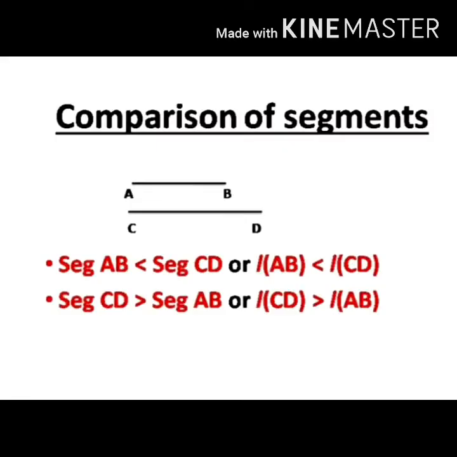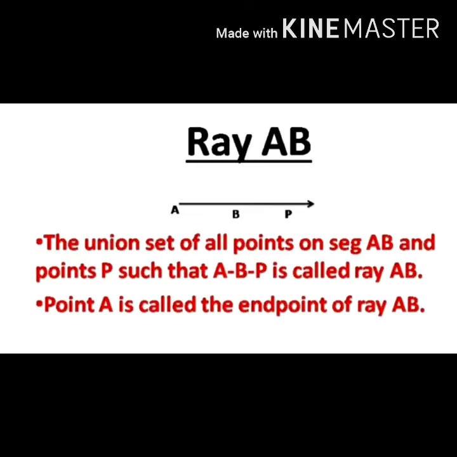Comparison of segments. We can compare segments with their given lengths. In the given figure, the length of AB is smaller than the length of CD, or we can say segment AB is smaller than segment CD. In another way, we can say segment CD is greater than segment AB, or the length of CD is greater than the length of AB.